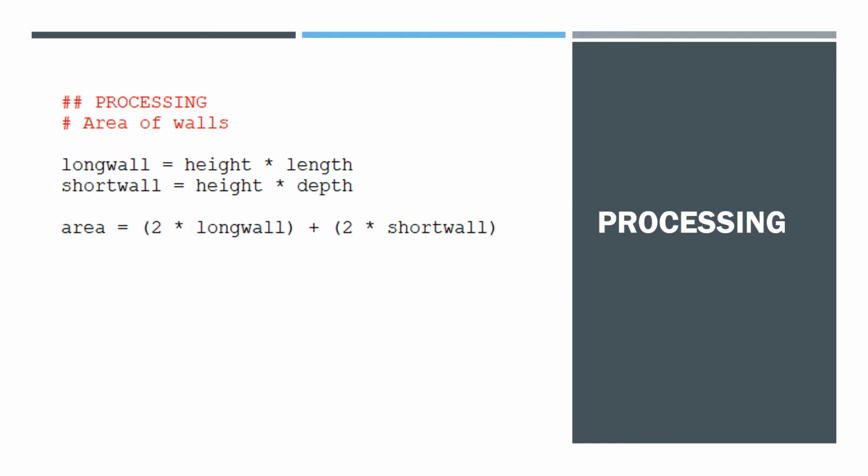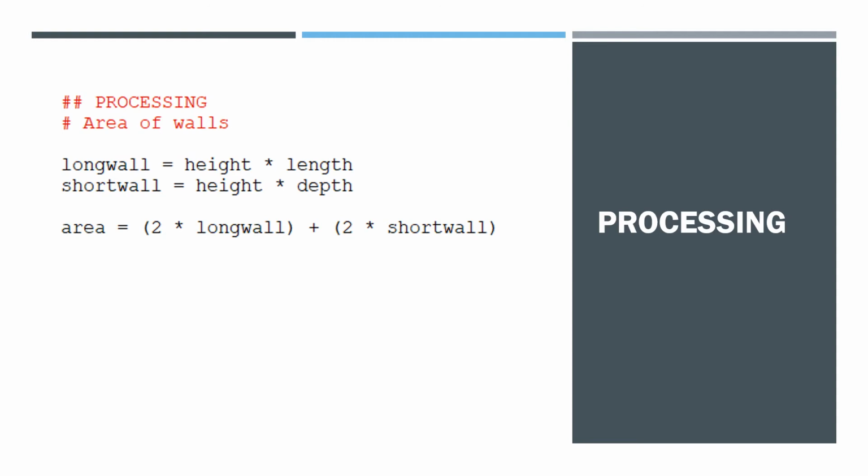I've devised two new variables called the long wall and the short wall. Long wall will store the area of one of the long walls, height times length, and short wall will store the area of height times depth. Then I'm assigning a value to the total area, which is 2 times the long wall plus 2 times the short wall.